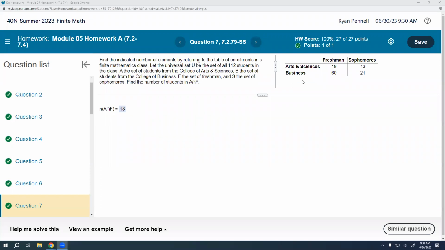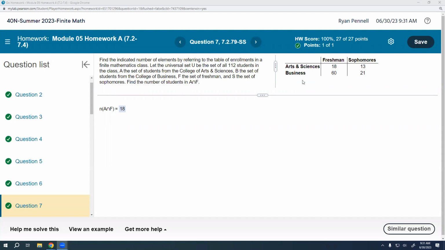Number 7 says, find the indicated number of elements by referring to the table of enrollments in the finite mathematics class. Let the universal set U be the set of all 120 students in the class. A is the set of students in the College of Arts and Sciences. B is the set of students from the College of Business. F is the set of freshmen. And S is the set of sophomores.